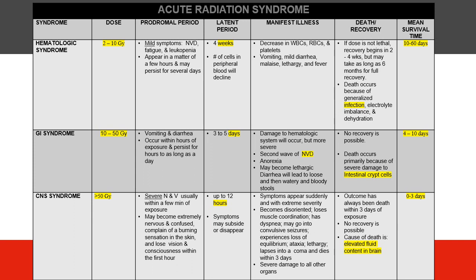And then the manifest illness is where the damage to the hematologic system occurs, but it's much more severe. So they're going to have a decrease in all their blood cells. They're going to have more vomiting and diarrhea. They're going to have anorexia, because they're not going to feel like eating, of course, and become lethargic. And then they're going to have diarrhea leading to loose, watery, bloody stools. And that's where the problem comes in. Their death or recovery is that no recovery is possible.